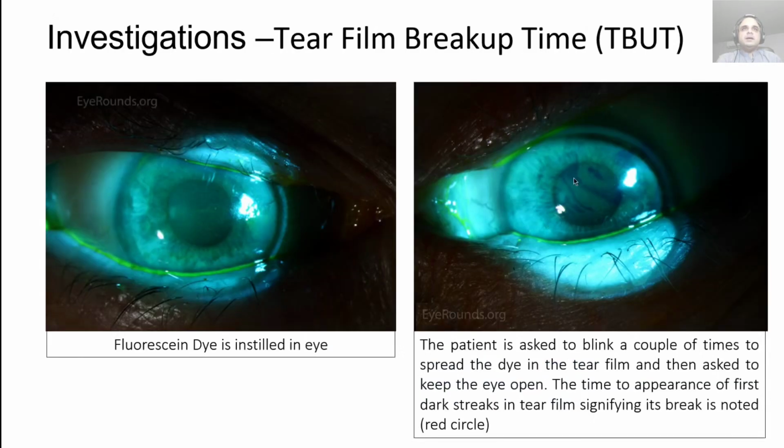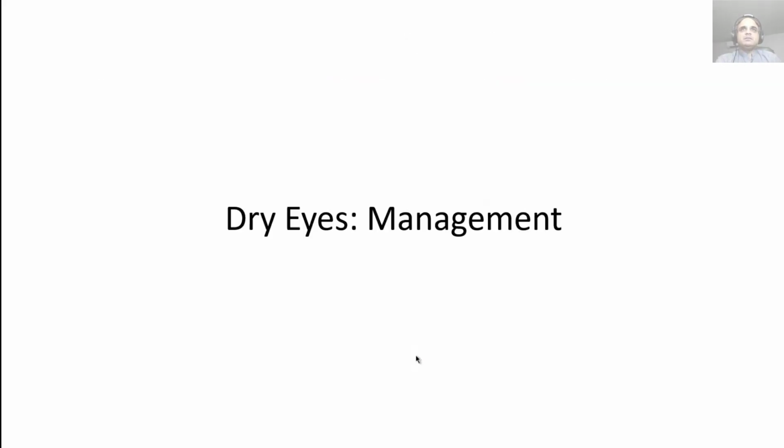So again, this is just to show what I mean by a break in the tear film, the areas which don't have fluorescein, because the tear film is not there anymore. The fluorescein is staining the tear film. Remember, the fluorescein sticks to the tear film. It does not stick to the cornea unless there is a corneal defect in the form of an erosion or an ulcer.